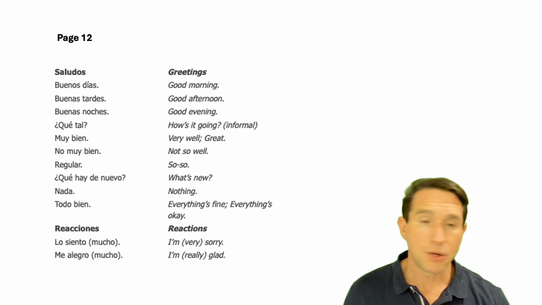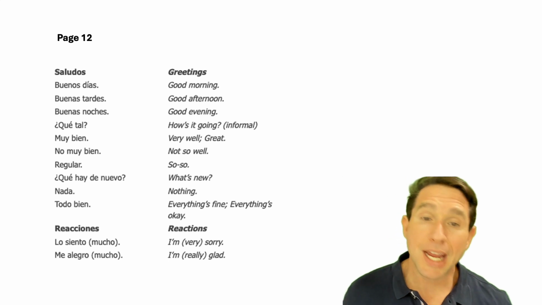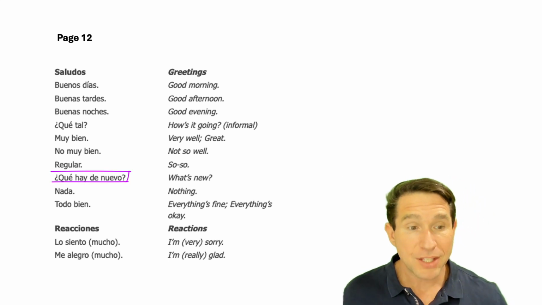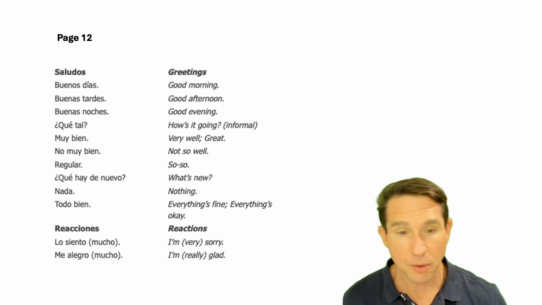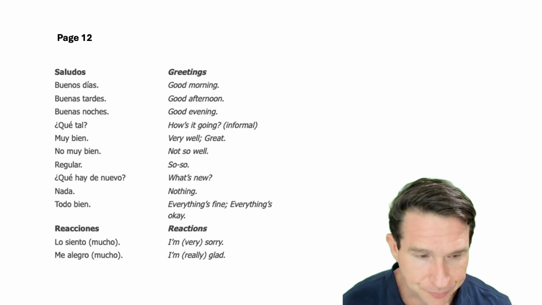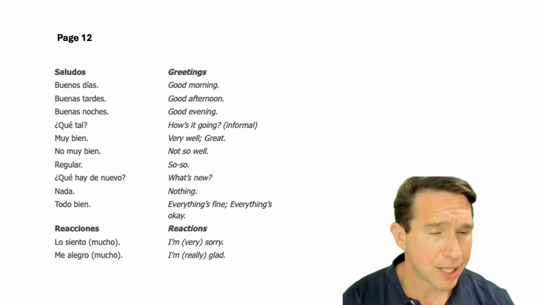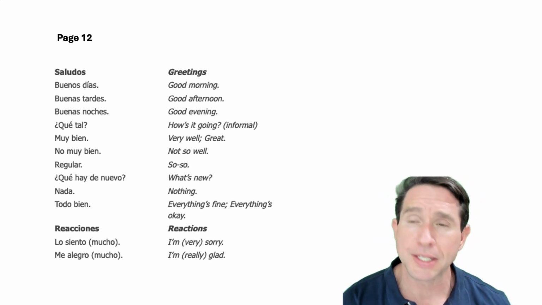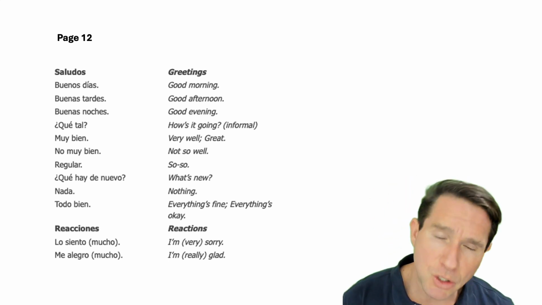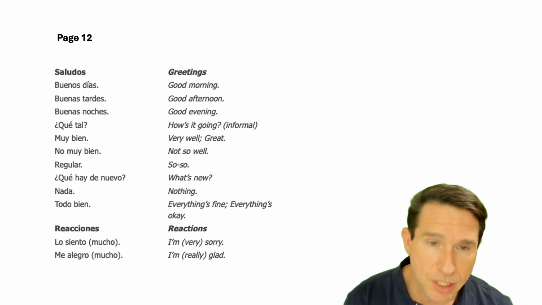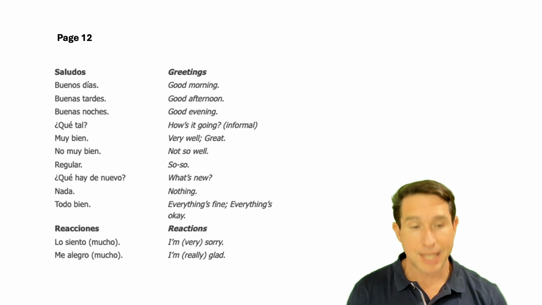So we can continue: muy bien, no muy bien, regular. ¿Qué hay de nuevo? What is there that's new? What's new? Nada or muchas cosas or todo bien. Everything's fine. When we see some reactions to someone that says something like yo estoy muy bien, we can say something like me alegro. Or if someone were to say estoy muy mal hoy, lo siento amigo, lo siento mucho. I'm sorry you're not having such a great day today.